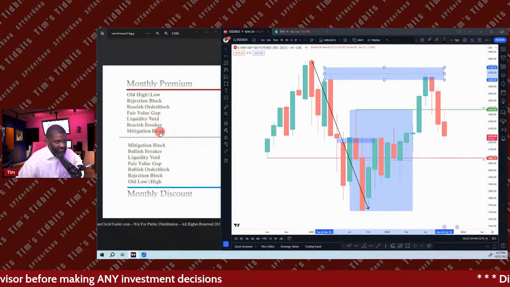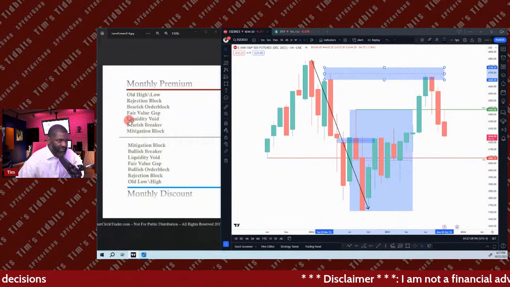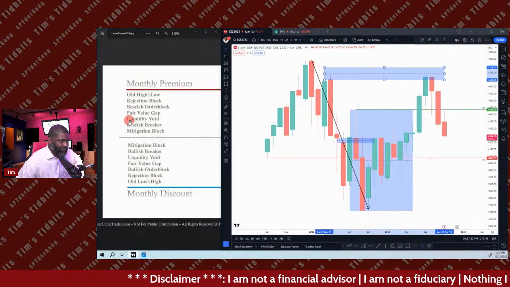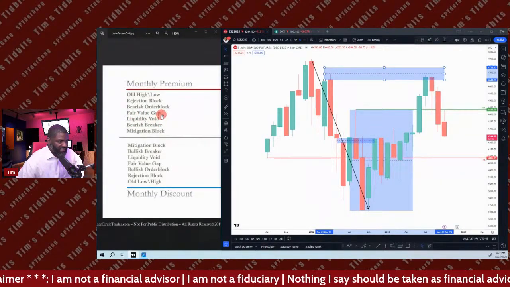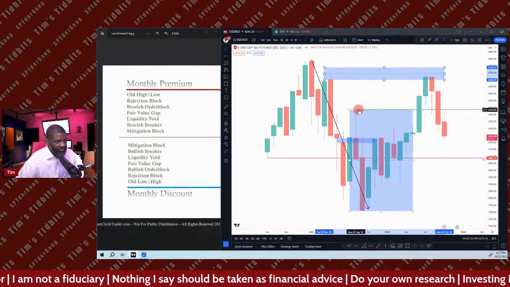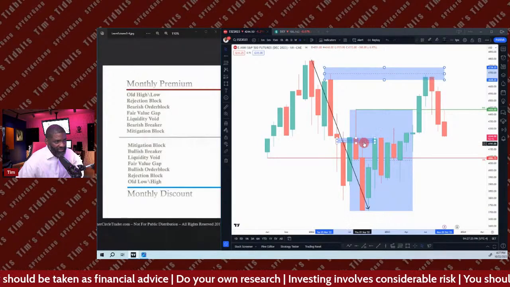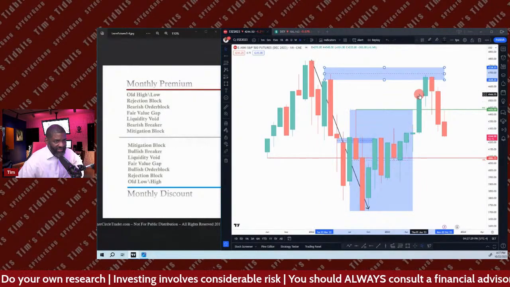Is there a mitigation block there? No. Is there a breaker there? No. Is there a liquidity void there? No. Is there a fair value gap there? No. Is there an order block there? Yes. Boom. Hit the order block, sold back off. Hit the order block, sold back off. Consolidate, consolidate, consolidate, and we take off.